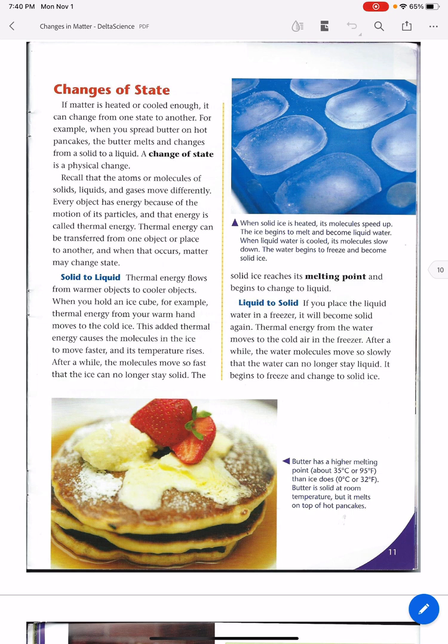When solid ice is heated, its molecules speed up. The ice begins to melt and become liquid water. When liquid water is cooled, its molecules slow down. The water begins to freeze and become solid ice. Butter has a higher melting point, about 35 degrees Celsius or 95 degrees Fahrenheit, than ice does, 0 degrees Celsius or 32 degrees Fahrenheit. Butter is solid at room temperature, but it melts on top of hot pancakes.